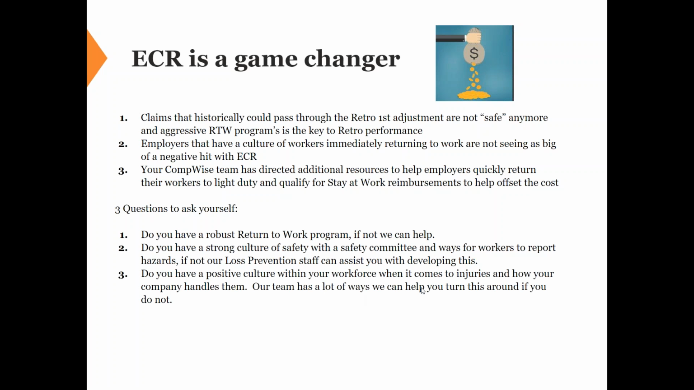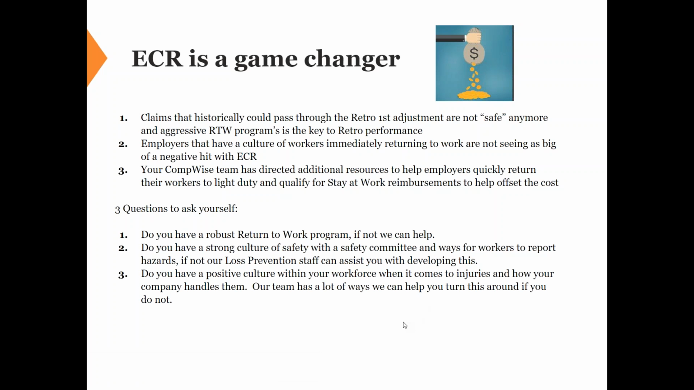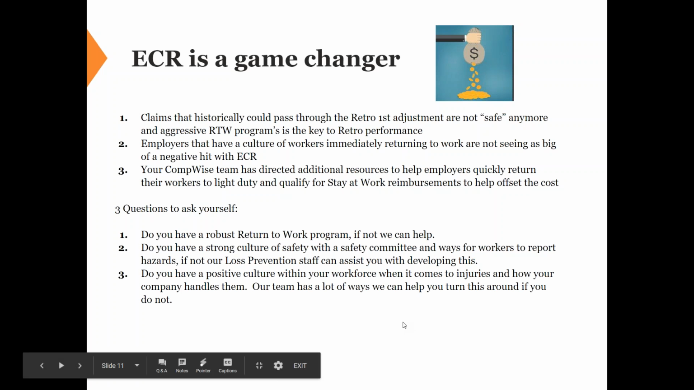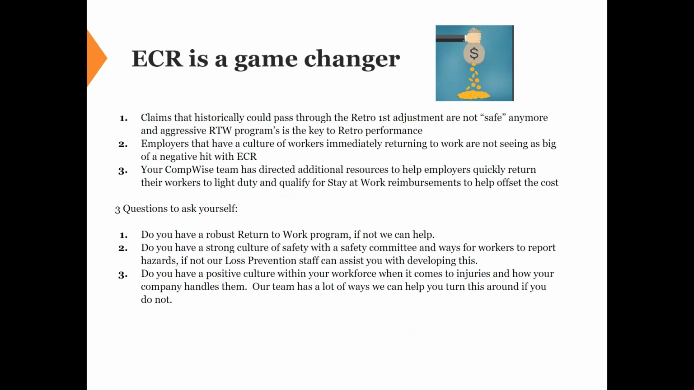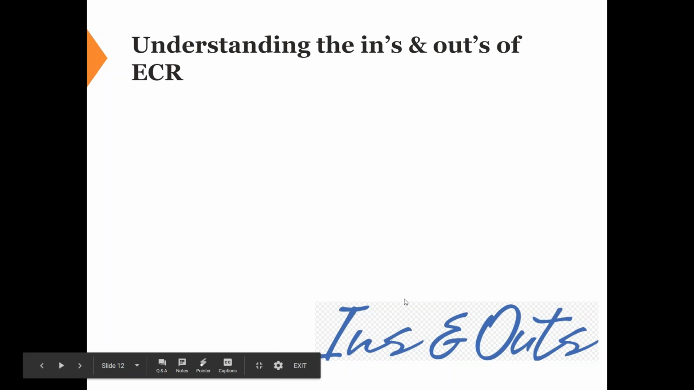So do you have a positive culture within your workforce when it comes to injuries and how the company handles them? For the most part, I think most of our employers in the retro groups have, we want to know your injuries. We want to get you the medical help if you need it. So those are really important things when it comes to getting quick treatment, getting people back to work, and getting those claims closed. And we have a lot of ways we can help you do that.